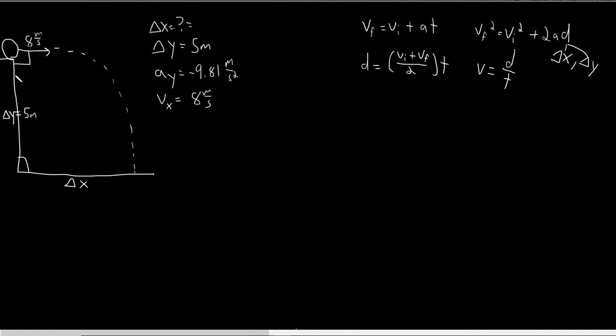I'm going to take a moment to talk about that as well. That 8 meters per second, since we're ignoring air resistance, once it leaves the cliff, essentially nothing's going to slow it down or speed it up in the x direction. So we should see no change in our velocity in the x direction. It should always be 8 meters per second, right?